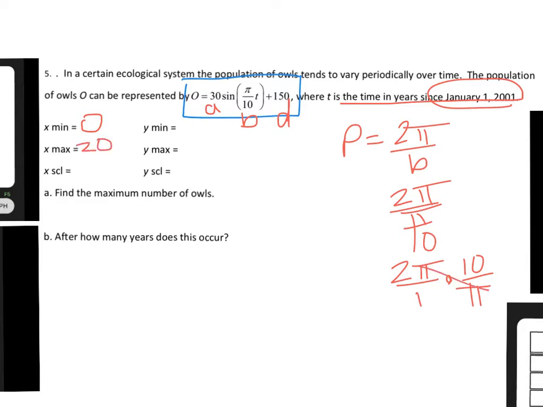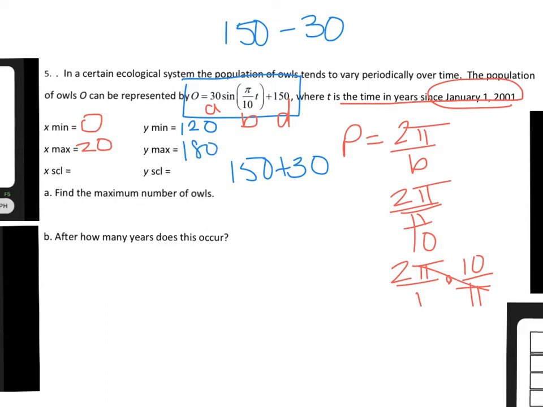Okay, and then your y min is going to be whatever d minus a is and d plus a is. So if I do d, which is 150, minus a, which is 30, I will end up getting a minimum of 120. If I do d plus a, 150 plus 30, I will get a maximum of 180. Now I'm going to talk about the scaling in a second, but first I'm just going to box this off so you guys can kind of see this very important fact.